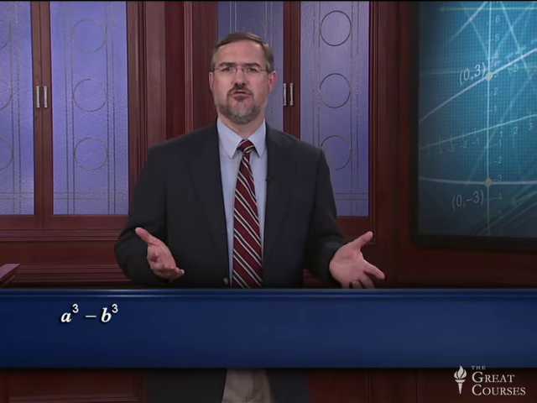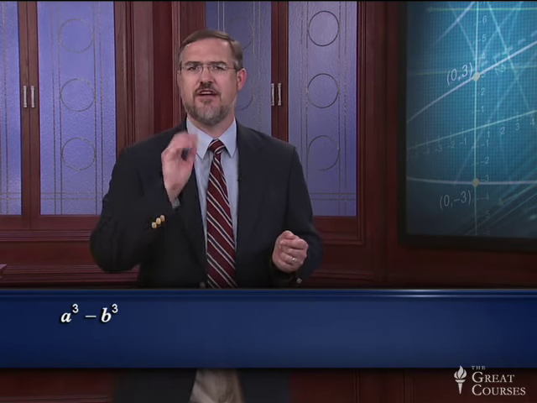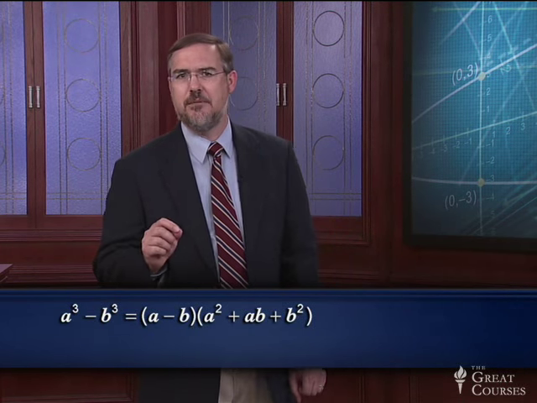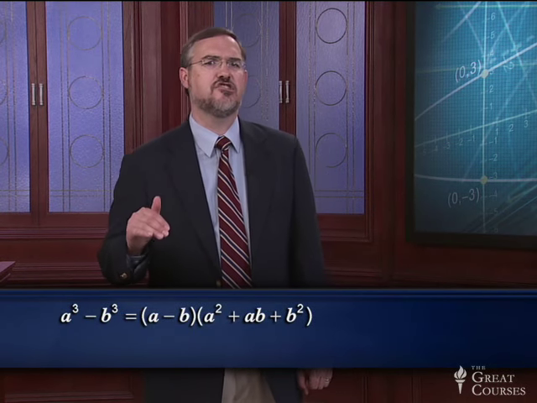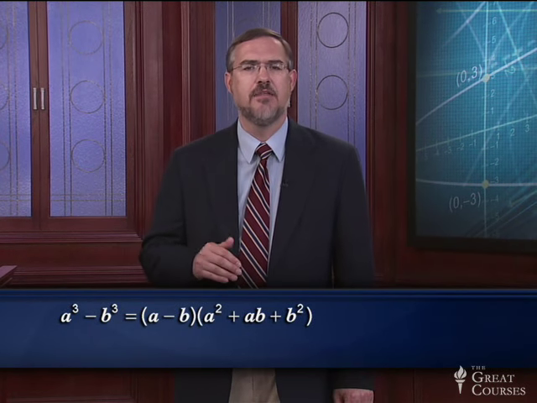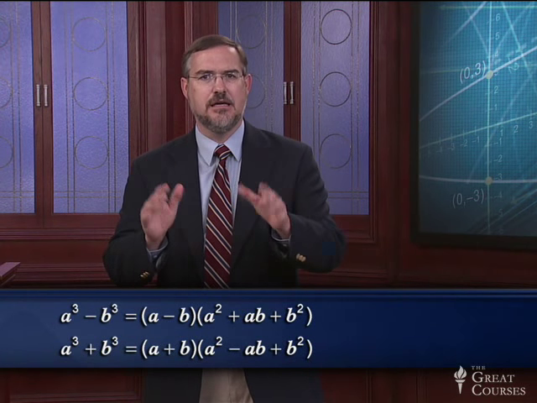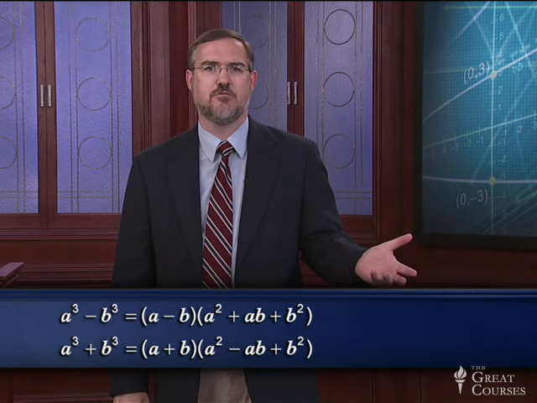If you start with a cubed minus b cubed, that's going to be a difference of 2 cubes because you're subtracting. It turns out that a cubed minus b cubed always factors. And it factors as (a minus b) times (a squared plus ab plus b squared). That's the difference of 2 cubes. And now there's a sum of 2 cubes formula as well. a cubed plus b cubed equals (a plus b) times (a squared minus ab plus b squared).